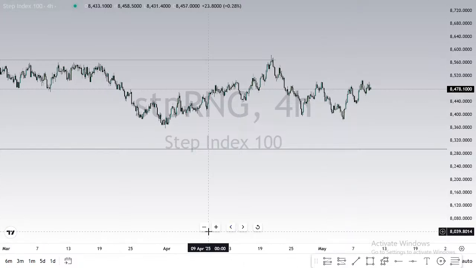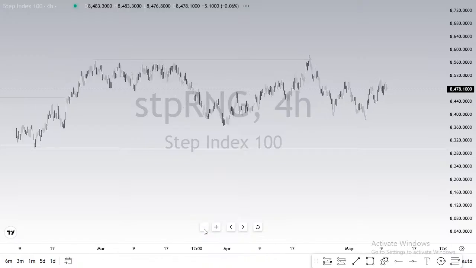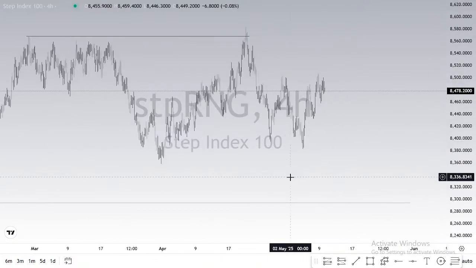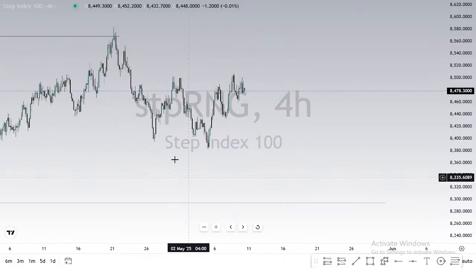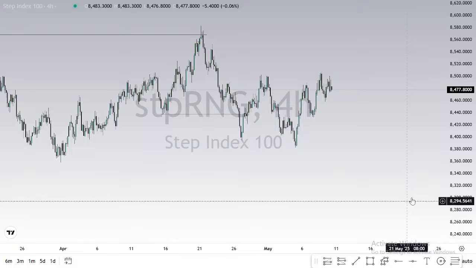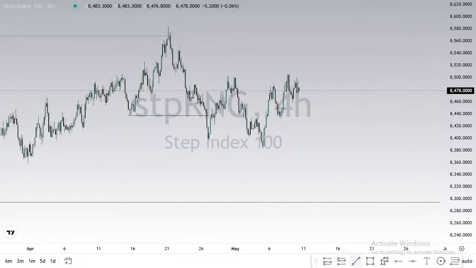on 4 hours time frame. This is our 4 hours time frame. Remember, we had a sweep. So this is an obvious change of character for internal structure. After the change of character, we had this high being created.